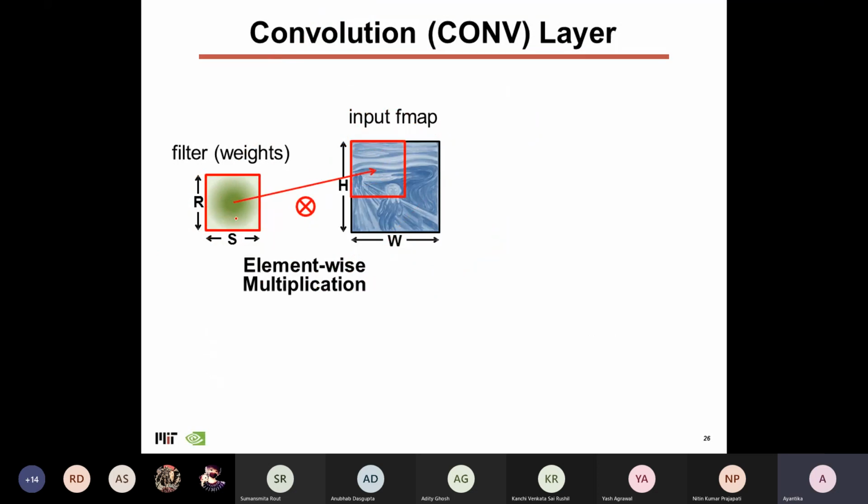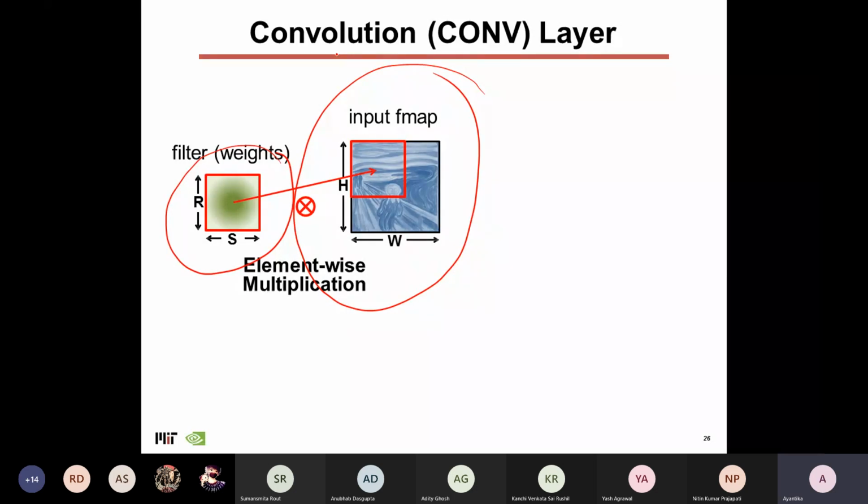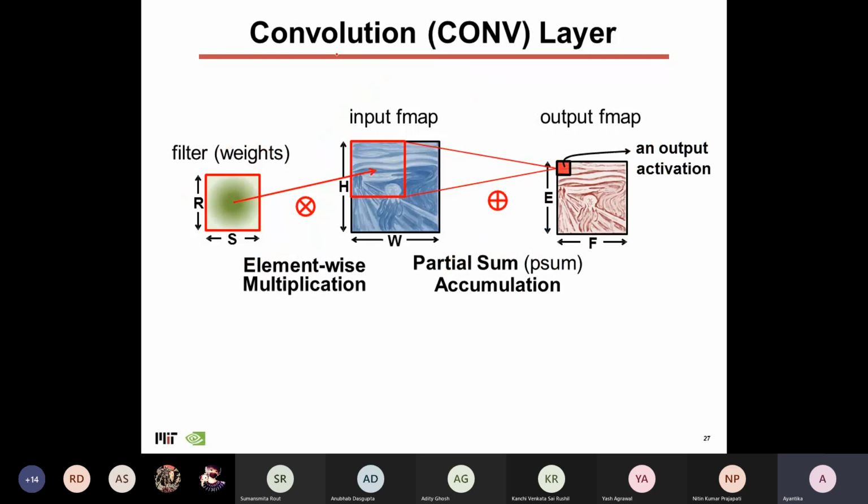And see, this is the filter. This filter size remains smaller than your input feature map. Why? You have to check that particular pattern on multiple locations of your input feature map. And then you form this output feature map, but of course that is not in one step. We will have some multiple intermediate steps. We will discuss them one by one.